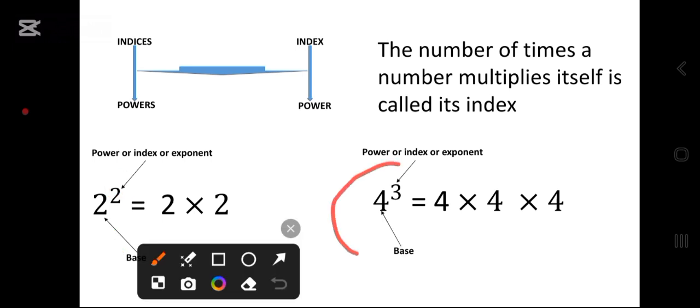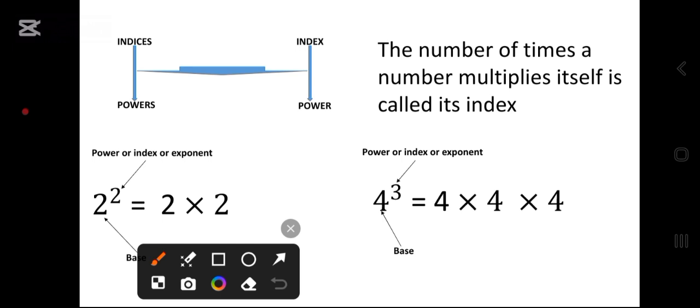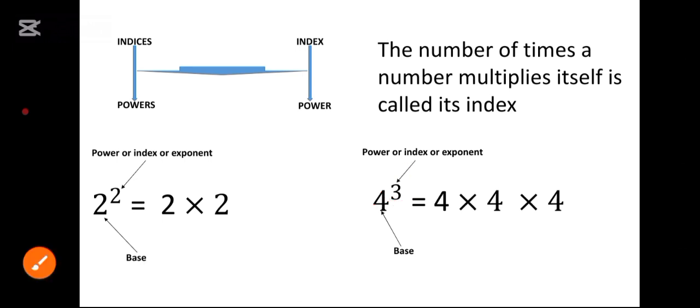Let's look at this example, 4 raised to the power 3. What it means is that 4 multiplies itself 3 times. The 4 is the base, while the 3 on top is the power, or index, or the exponent. So let's proceed.